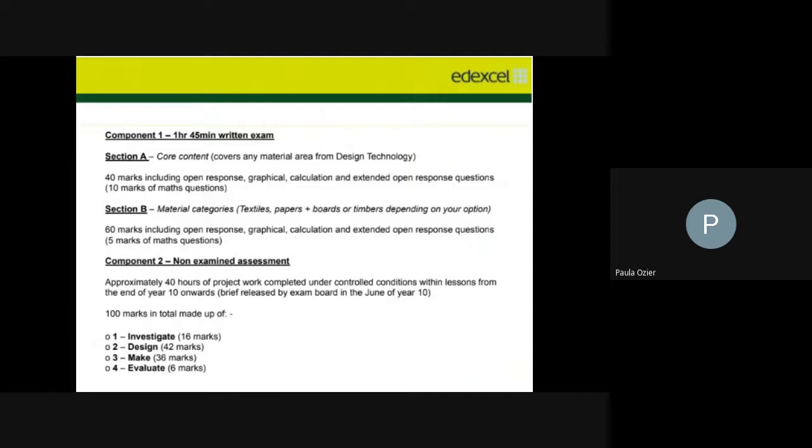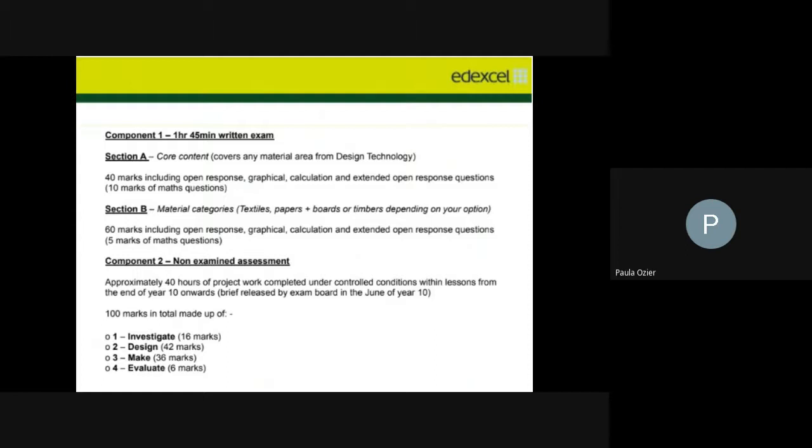Section B is your specialist subject. So depending on which option you've gone for, you'll get different questions. So section B has 60 marks. So it's the larger portion of the exam. And you get the same range of different questions. So some essay questions, some design questions, some maths questions, and some simple question and answers. And out of that 60, 5 marks are maths questions again. So that's our written exam that you take at the end of year 11.